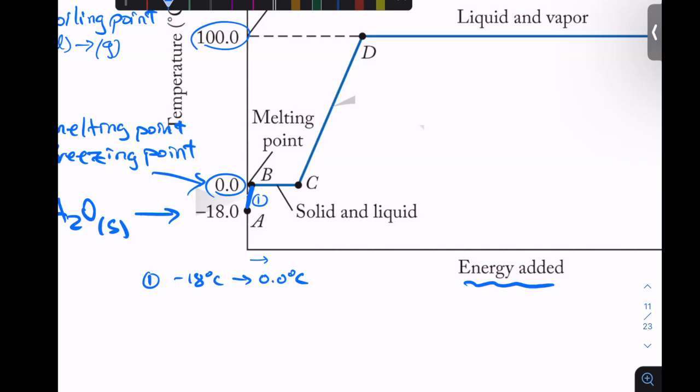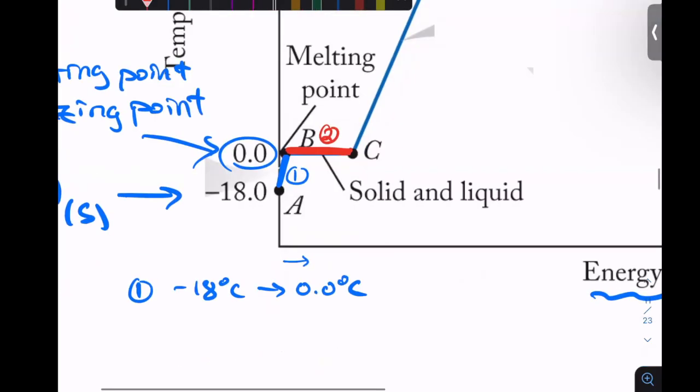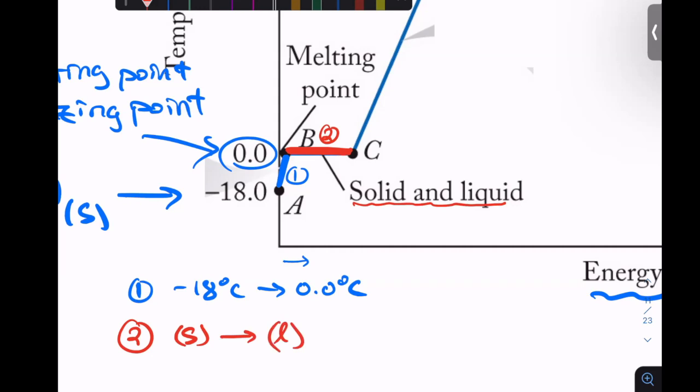But something very, very interesting happens when we get to this point here. So let's call this section 2 in red. In section 2, what's happening? You're told right here. This is the freezing point. This is the melting point. And I told you, it's when the two phases are in equilibrium. So what we have is the solid phase is transitioning into the liquid phase.